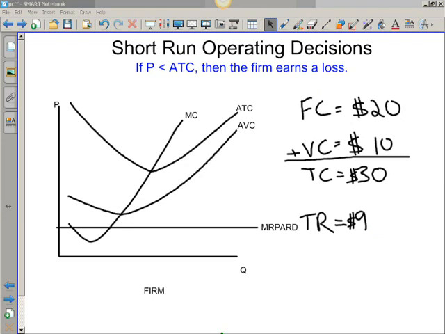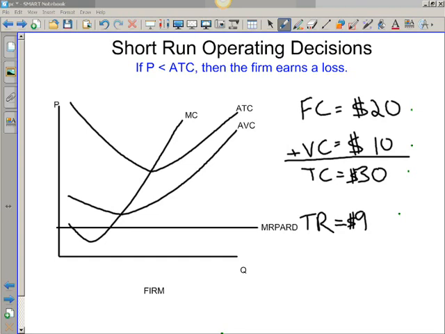Let's look at the situation a little bit differently. Suppose in this case, the costs were the same, so a $20 fixed cost and a $10 variable cost, which leads us with a total cost of $30. But instead of having $15 in total revenue, the total revenue only equaled $9. Does it make sense to be open or not?